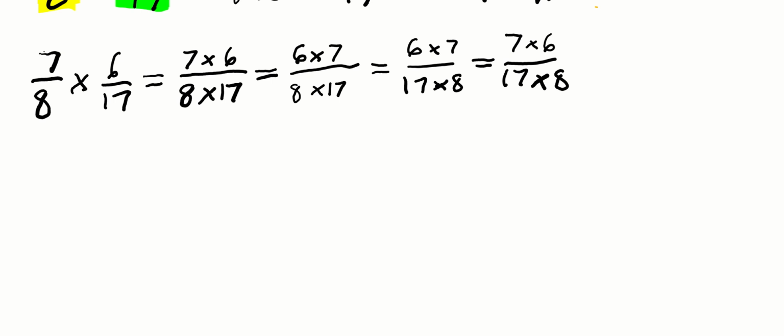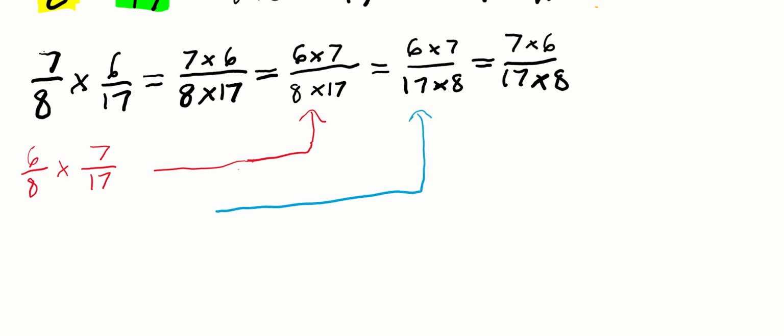So, from the first new expression, we can see that this should be equal to 6 over 8 times 7 over 17. The second is 6 over 17 times 7 over 8. And the third one is 7 over 17 times 6 over 8.